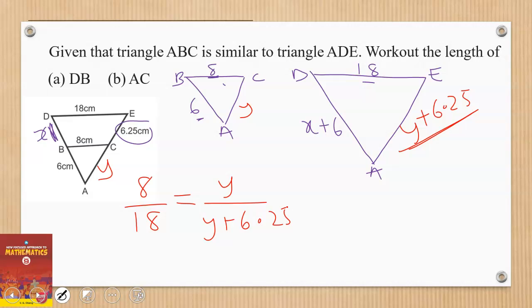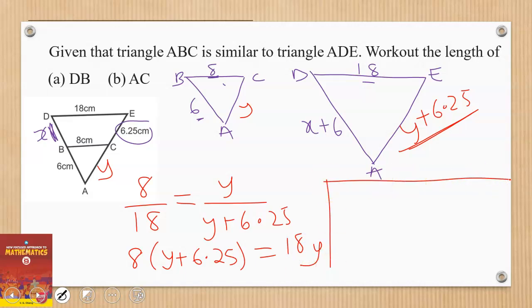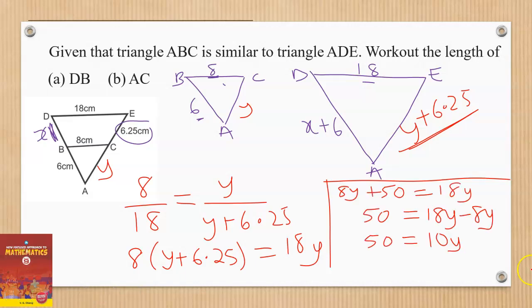And once again, we can do cross multiplication and say 8 into brackets y plus 6.25 is equal to 18y. So we expand this. In fact, I want you to take your time to multiply 8 times y and 8 times 6.25 and equate everything to 18y and make y the subject. When you finish everything successfully, this should be your answer. So then your y becomes, dividing both sides by 10 here, 5 centimeters, which represents our AC.